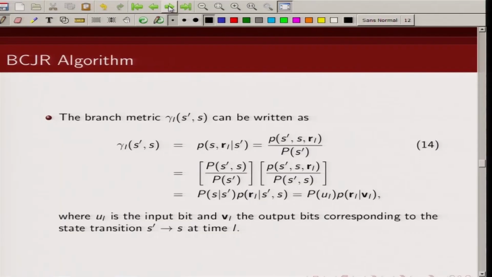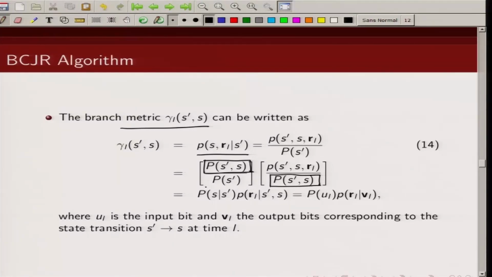Now, next we compute the branch matrix gamma. Now, from definition, gammas can be written like this. So, this can be written as joint probability of being in previous state S prime, next state S, given a received sequence at time L, R L, divided by probability of being in previous state S prime. Now, I introduce a term here. So, I add this term in the numerator and similarly I add this term in the denominator.